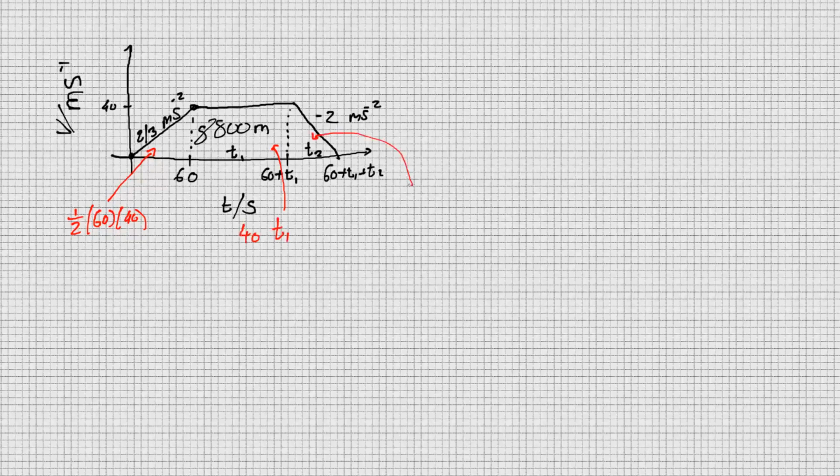And this area here is going to be a half 40 times T2. So that one is 20 T2. That one there is 40 T1. And that one is 30 times 40, 1200. And those 3 must add up to 8,800. So that's like our first equation of T1 and T2.